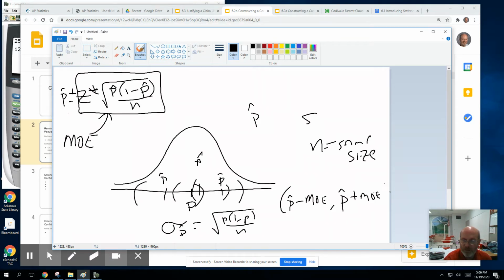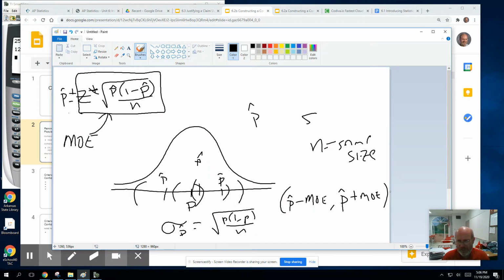First thing you need to notice is that p hat is always in the center of that interval. So if you're ever given an interval and asked what p hat is, you need to take the average of the upper bound and the lower bound, because that's the number right in the middle. It's the sample proportion. We add and subtract the margin of error to get the lower bound and the upper bound.